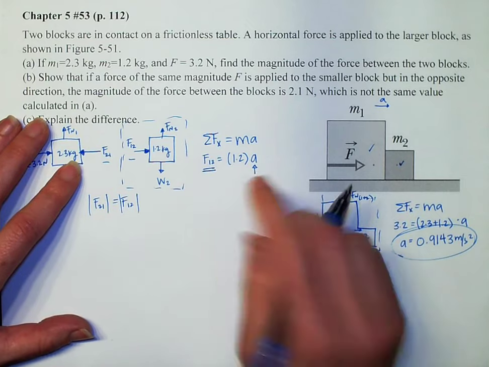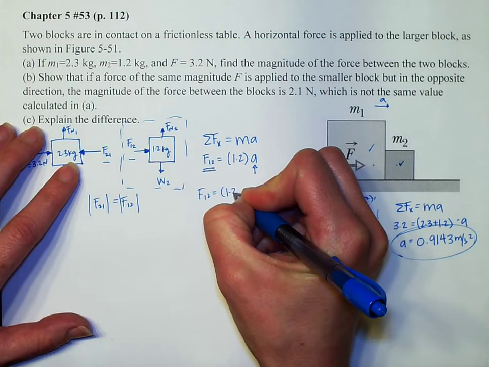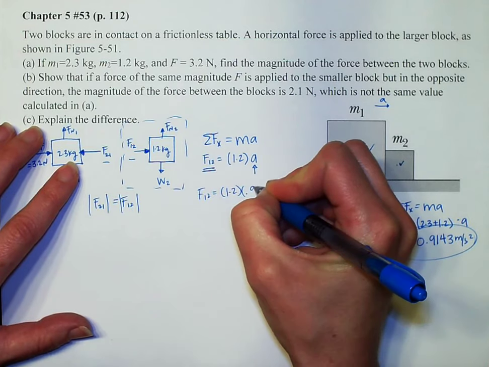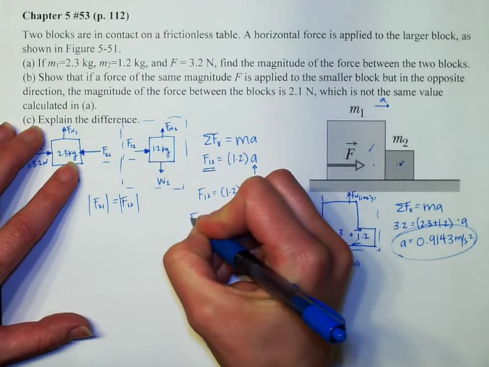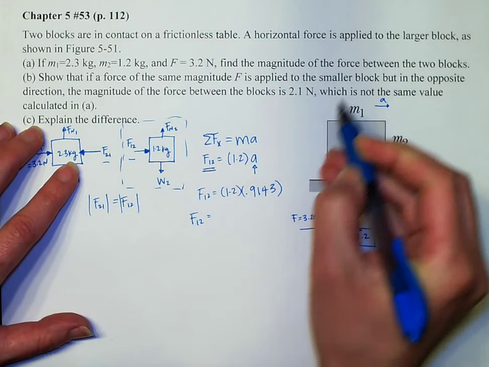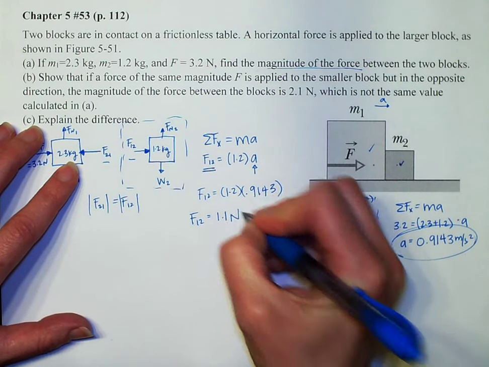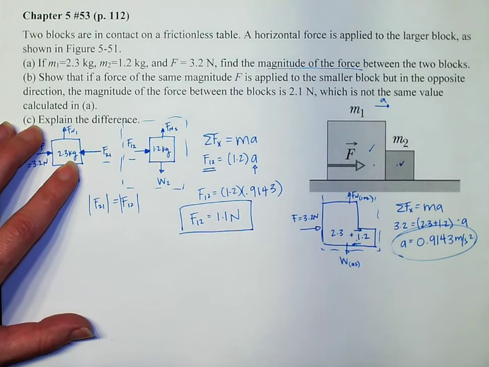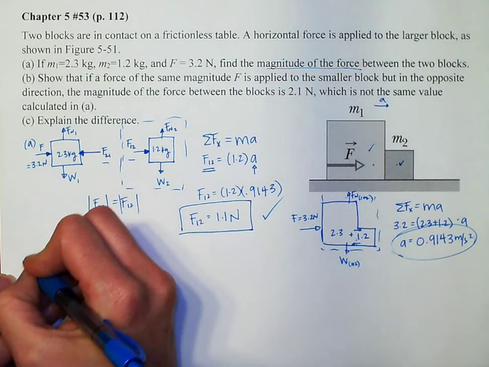So now I come back over here, and I know that my force from 1 on 2 equals 1.2 times 0.9143. And so I will find out that the force from 1 on 2, which is the magnitude of the force between the two blocks, equals 1.1 Newton. Awesome. Done with part A. Okay, let's carry on to part B.